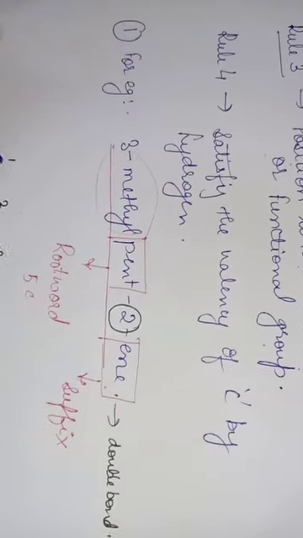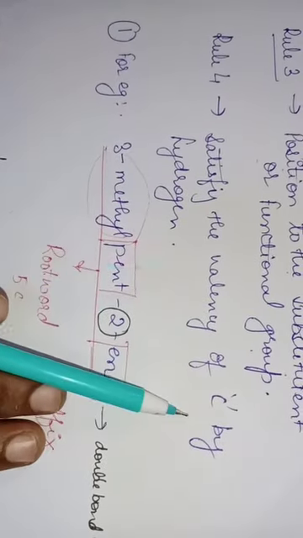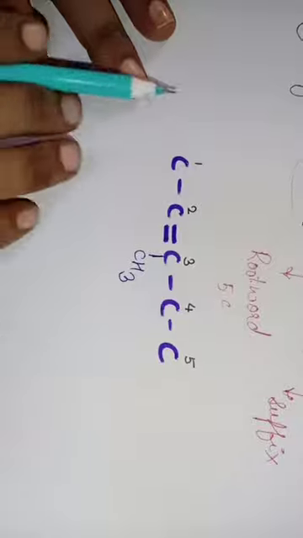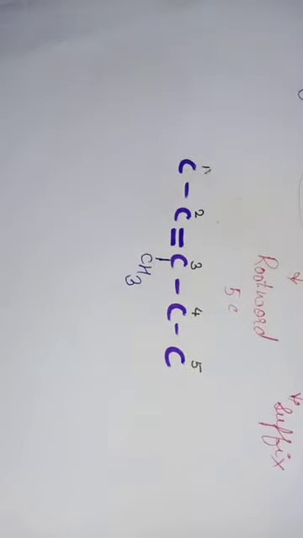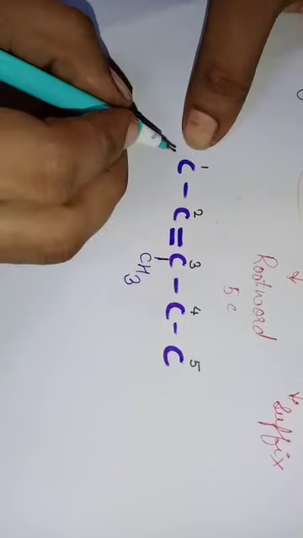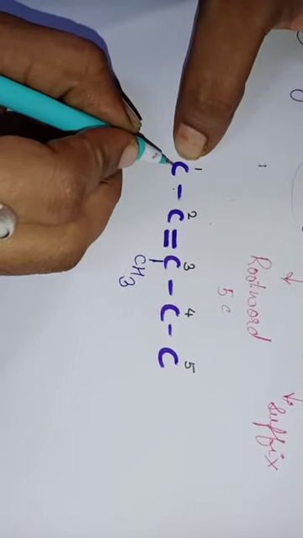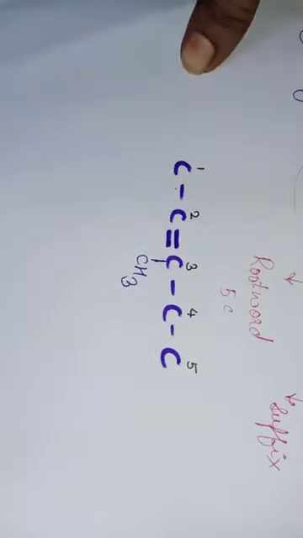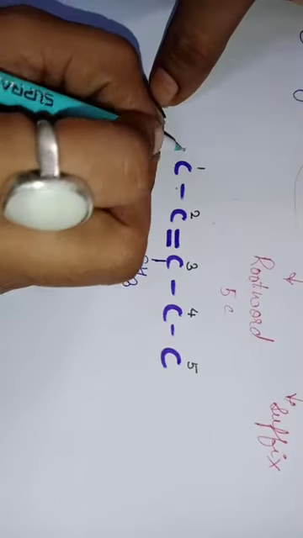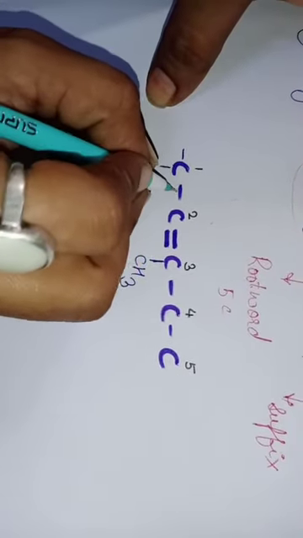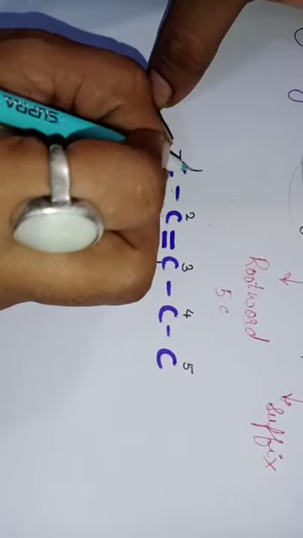Now the last rule says to satisfy the valency of carbon by hydrogen. How will I satisfy the rest of the valencies? Just look here. The first carbon atom has only one bond, yes or no? So how many bonds in total should it have? 4 bonds should be there. See here, 1, 2, 3, and the 4th bond is here.